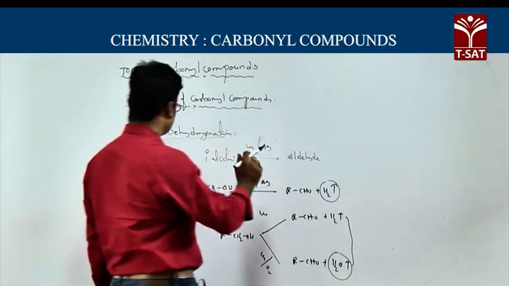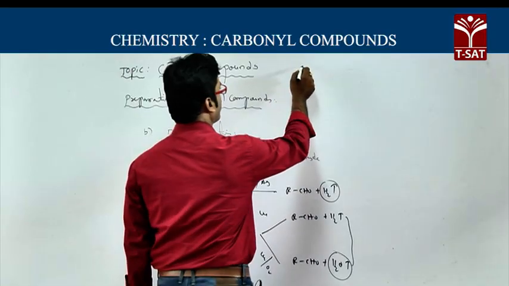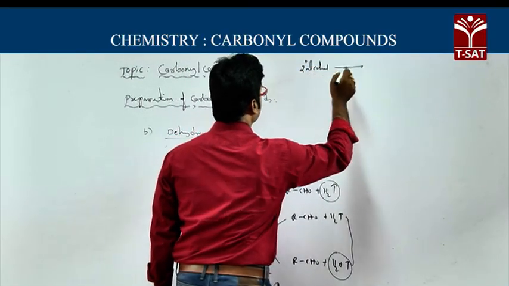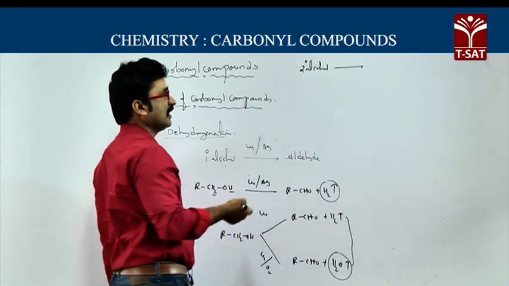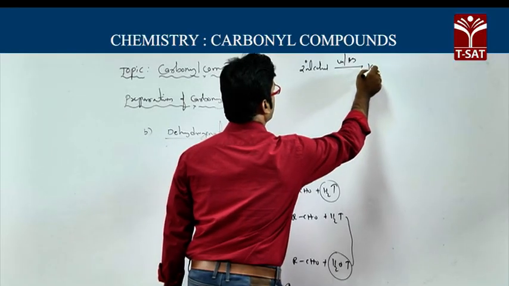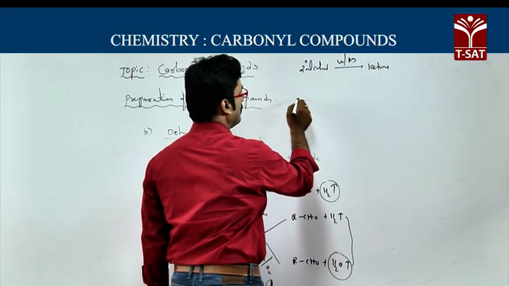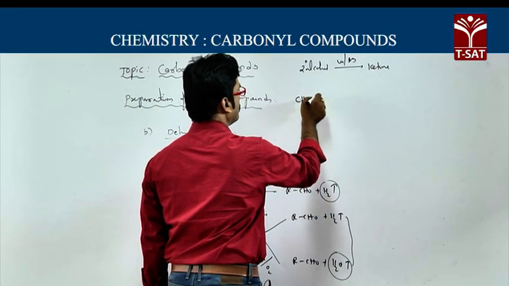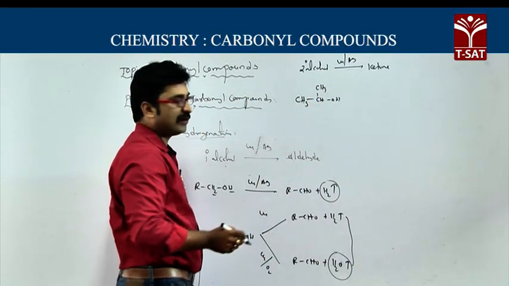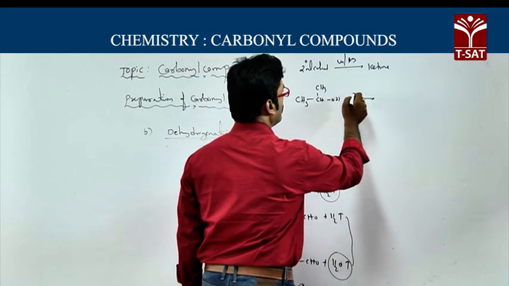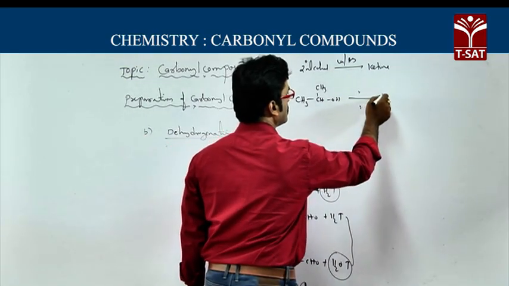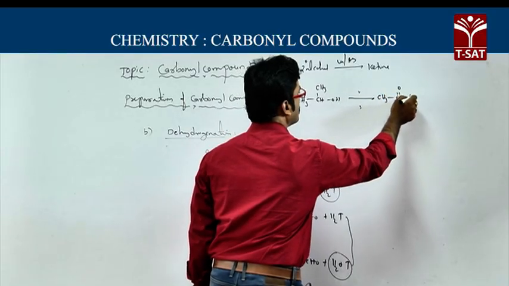Now, the next one, if you take secondary alcohols. Secondary alcohols on dehydrogenation in the presence of copper or silver will give a ketone. For example, take isopropyl alcohol. Isopropyl alcohol on dehydrogenation gives CH3, C double bond O, CH3.